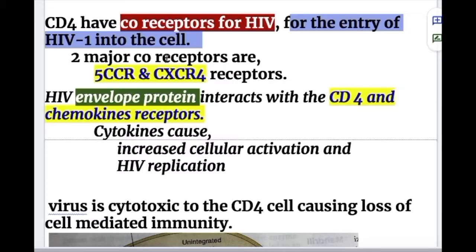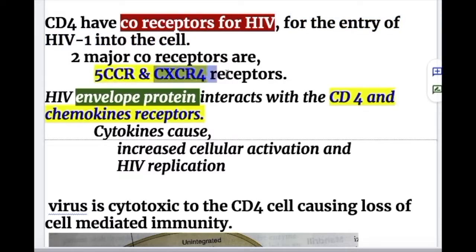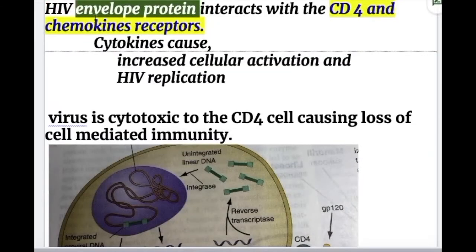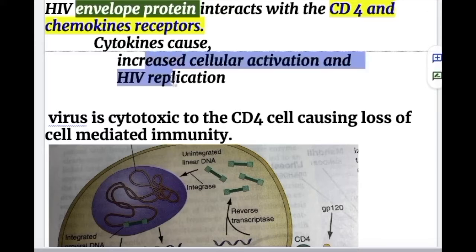The CD4 cells have co-receptors for the entry of this virus into the cell. The two major co-receptors are CCR5 and CXCR4 receptors. So this is the CD4 cell. It has two receptors, CCR5 and CXCR4 receptor here, that combine with the virus. HIV envelope protein interacts with the CD4 and chemokine receptors; cytokines cause increased cellular activation and HIV replication. Virus is cytotoxic to the CD4 cell.